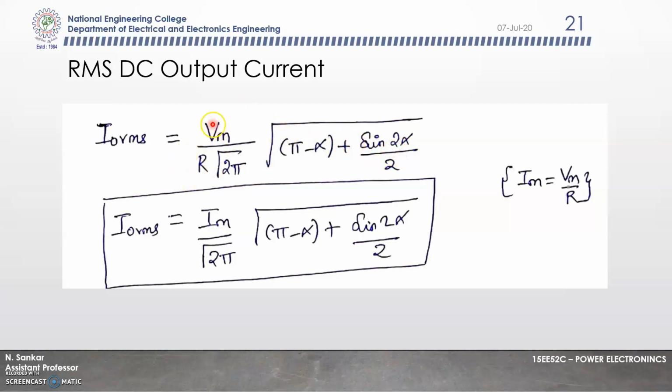So as per Ohm's law, Vm by R is equal to Im. Just replace the value Vm by R by Im. So the value of RMS DC output current will be Im by root of 2 pi into root of pi minus alpha plus sin 2 alpha by 2. So this is the RMS DC output current.